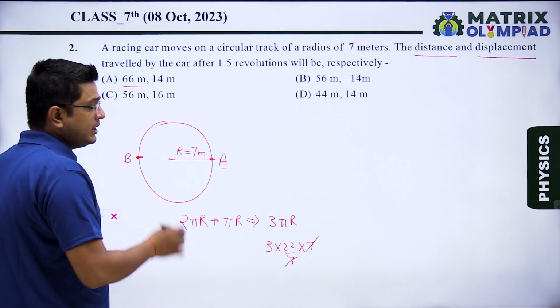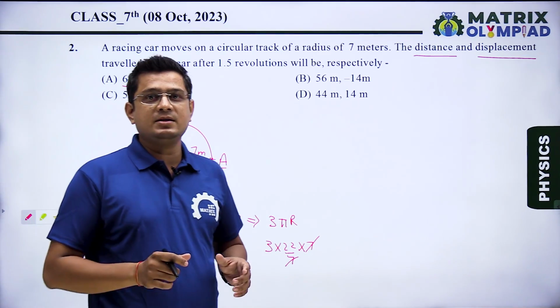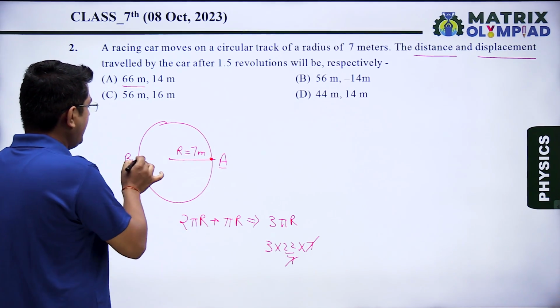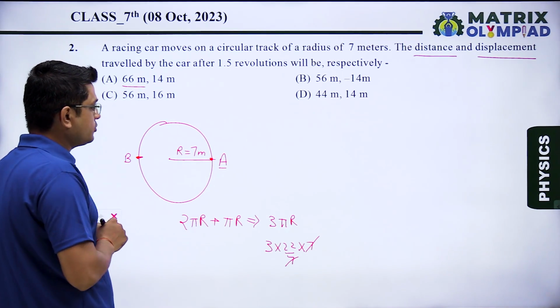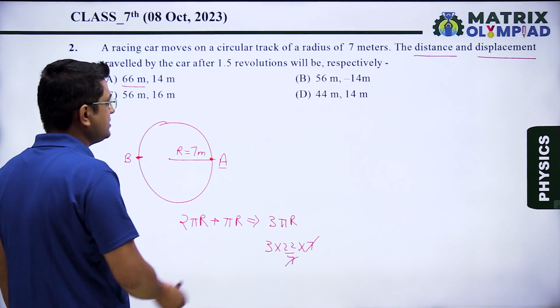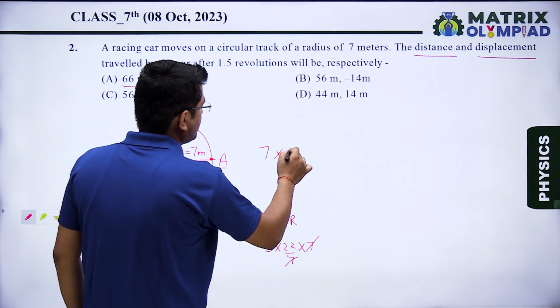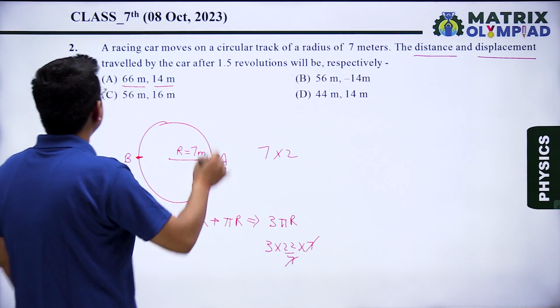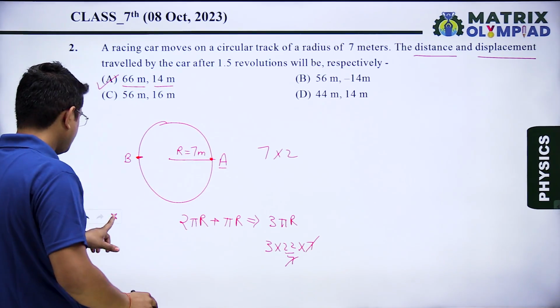About displacement, we know that displacement is the shortest distance between initial and final point. So we can see initial point is A and final point is B, which is equal to the diameter, and we know that diameter is double of radius. So 14 meter will be displacement. Correct answer is option A.